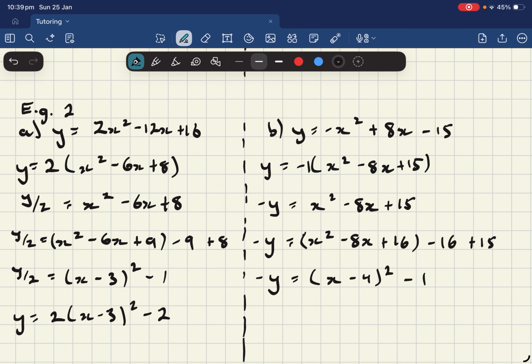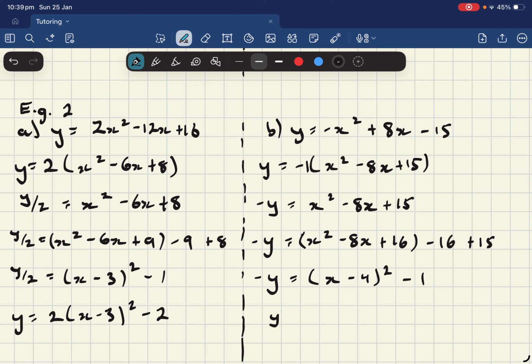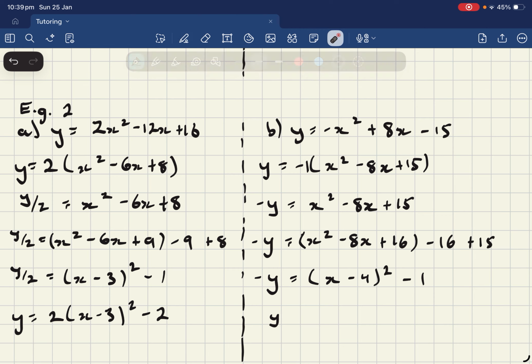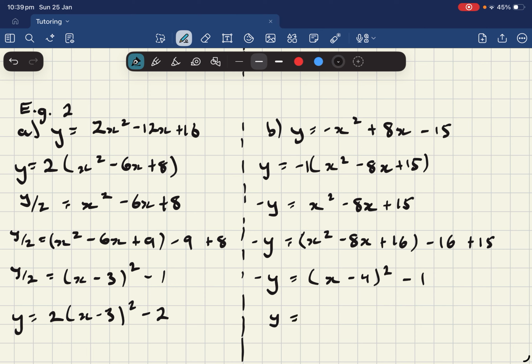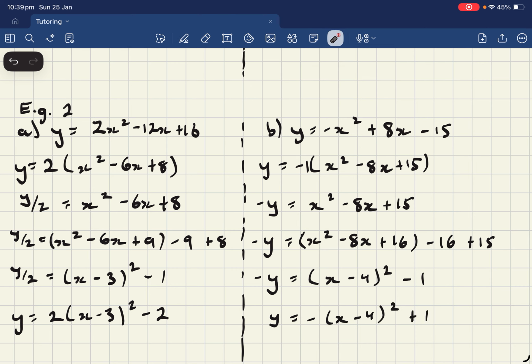And then I get negative 1 here. And then now I just want to divide or multiply by negative 1 to get rid of the negative in front of the y, leaving it back in its form of y equals something on the right hand side. And that will give me negative x minus 4 squared plus 1, because this negative gets applied to both this term and this term over here, which changes the sign for both.